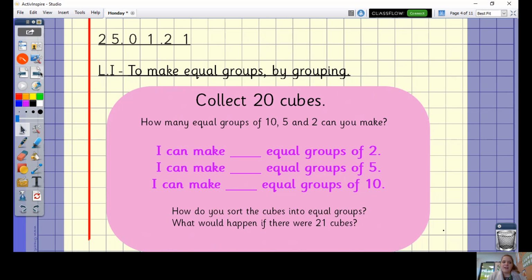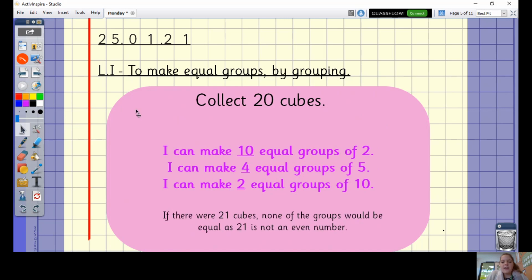Okay, let's go through and share the answers then. So if you collected 20 cubes, you would be able to make 10 equal groups of 2, 4 equal groups of 5, and 2 equal groups of 10. Okay, and then finally then, for that challenge question, if there were 21 cubes, none of the groups would be equal because 21 is not an even number. Okay, so we wouldn't be able to share into equal groups of 2, 5 or 10 because 21 is not a multiple of 2, 5 or 10.